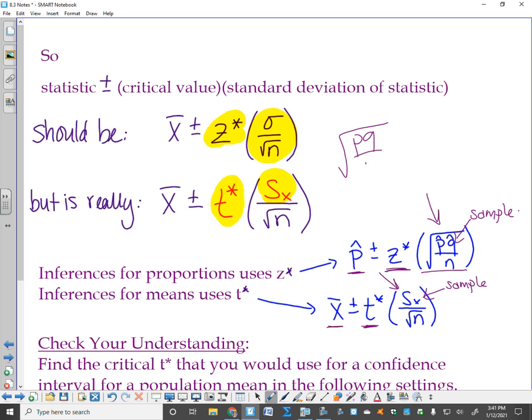Normally it's the square root of PQ over N, and normally it's sigma over the square root of N. But because we're using sample data, we have to put hats on our P's and Q's, and we have to swap in an S sub x instead of sigma. So I hope it makes sense. It's not something that you just have to memorize.